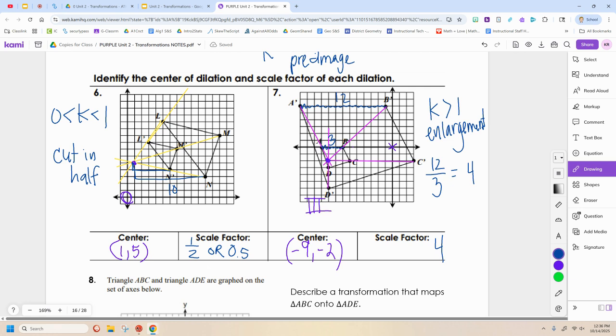Did the angles change? No, because if you had a right angle and then multiplied it by 4, that'd be a full circle. That'd be weird, right? You can't do that. So the angles are congruent.